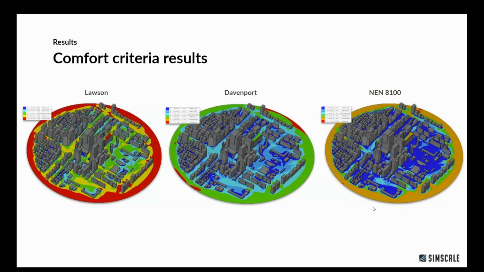So I hope that this is explaining the question that we had, why it's red on the left side and not red on the right side. So the red and red doesn't mean the same thing. Also, as here on the NEN, this is basically a safety criterion. On the left side, on this Lawson that we plot here, it's all the comfort criteria. So we would have another one for safety here, but that's separate.